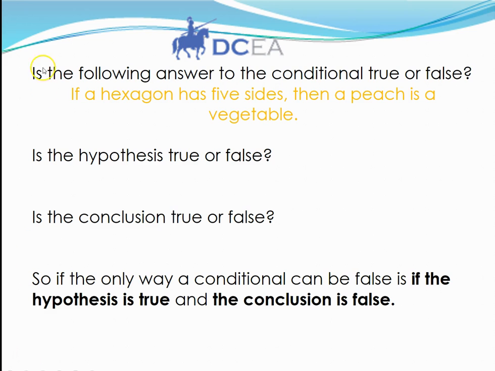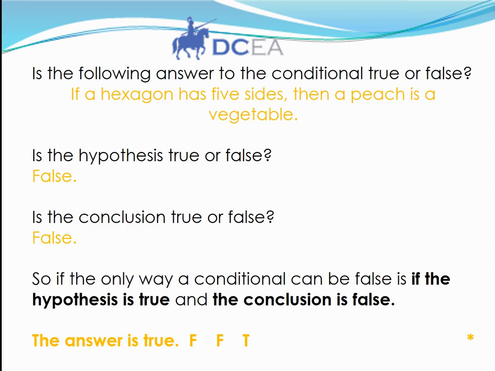Is the following answer to the conditional true or false? If a hexagon has 5 sides, then a peach is a vegetable. Well, let's look at this independently. A hexagon has 5 sides is a false statement. A peach is a vegetable is a false statement. So, they're both false. So the hypothesis is false, and the conclusion is false. So if the only way a conditional can be false is if the hypothesis is true and the conclusion is false, then the answer would be true.